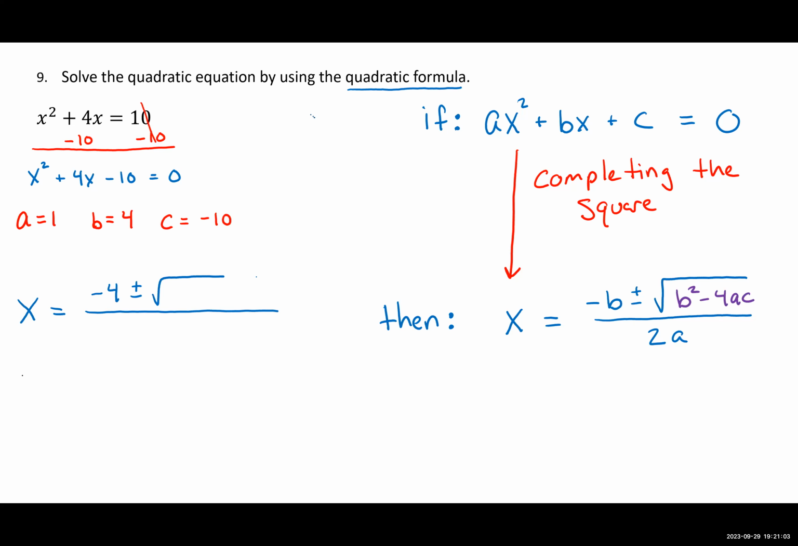And we've got a square root. And we've got b squared, so 4 squared, minus 4 times a times c. So we make this square root a little longer. We've got 4. The first number is always 4. 4 times a, which is 1, times c, which is negative 10.